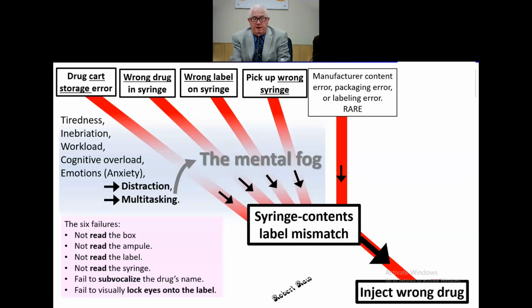It's been said there are 6 failures in anesthesia drug making. The one is you did not read the box. 2, you did not read the ampoule. 3, you did not read the label on the syringe. And you may fail to sub-vocalize the drug's name. That's possibly a word you've never heard of before, sub-vocalize. I will explain that a bit later. And you may also fail to lock your eyes onto the label. And I will explain to you later why that is important.